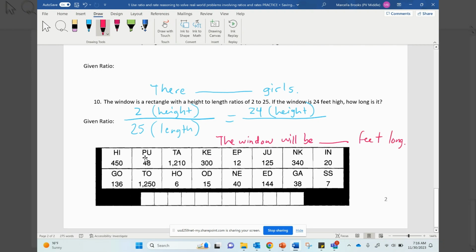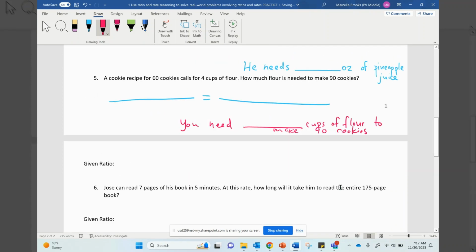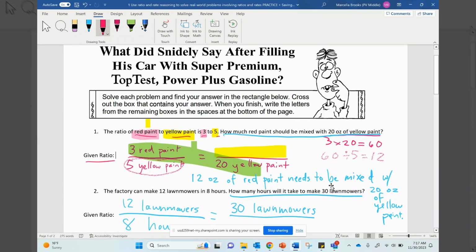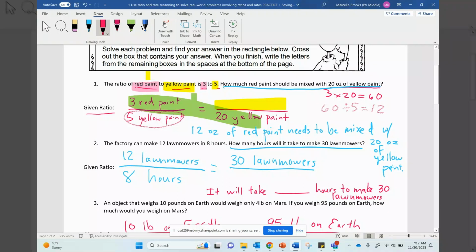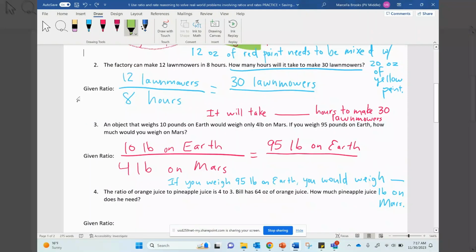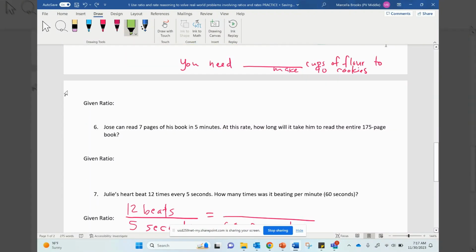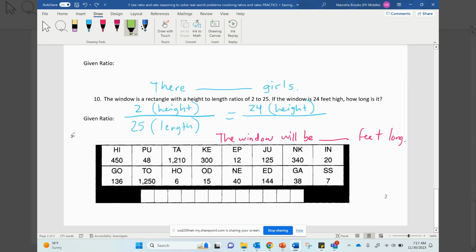All right. The piece at the bottom, so as you get your answers, like number 1, our answer was 12 ounces of red paint. So when you get your answer, I want you to go down to this little box on the second page and look for 12. Oh, look here. Here's 12. So we're going to cross that off. Once you find your answer, you're going to cross off the answer on here, and it's going to make a secret message that you're going to type right here.